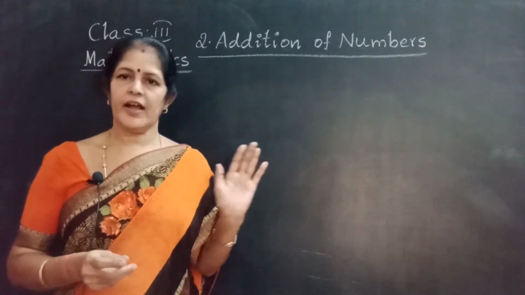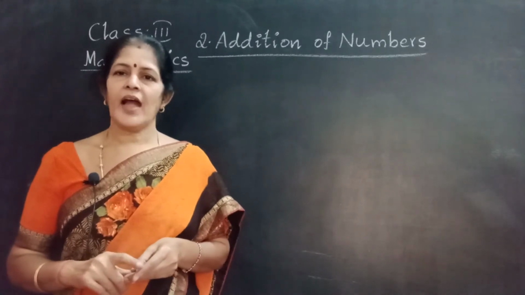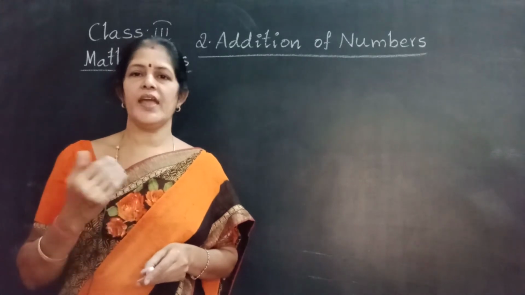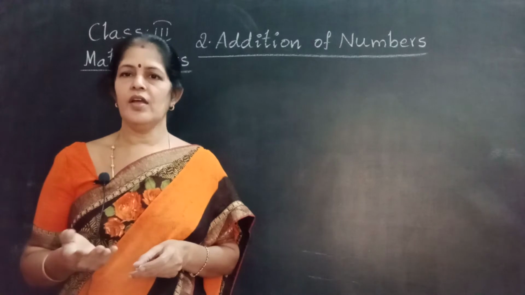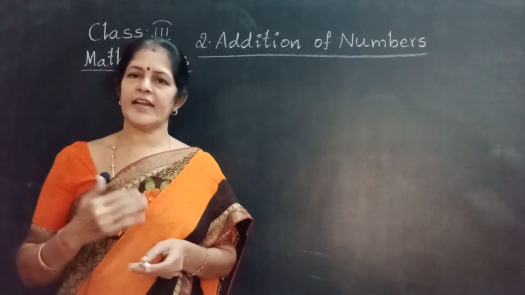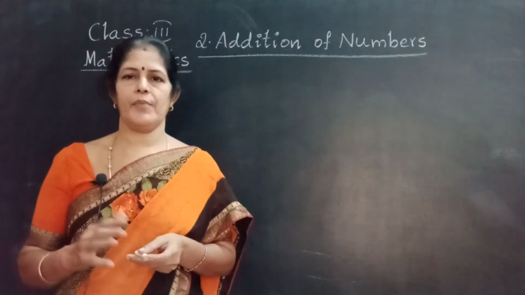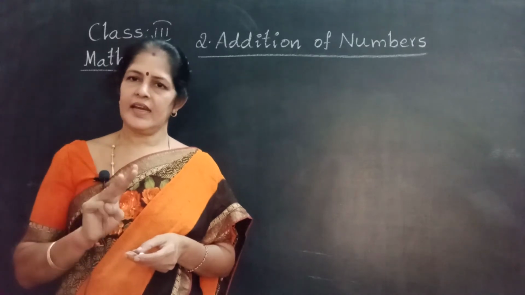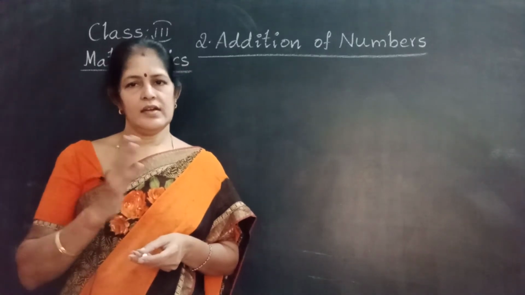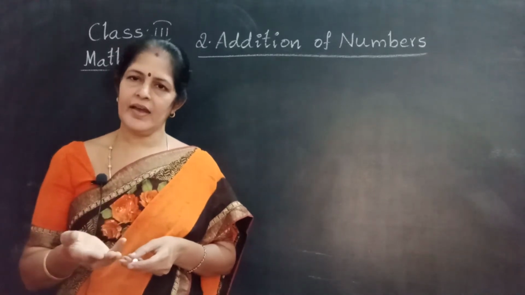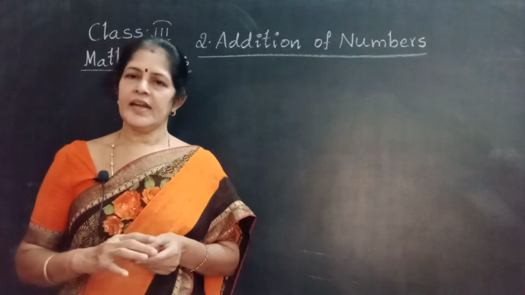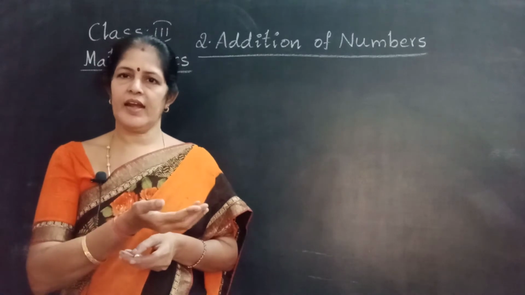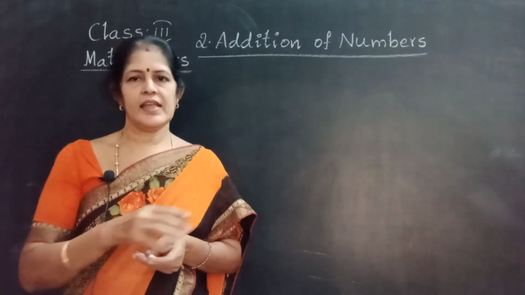Once again, we are going to continue the same chapter. Addition facts, rules of addition. If we add 0 to a number or a number to 0, the total does not change. We get the number itself, the same number. That applies to a 1-digit, 2-digit, 3-digit or 4-digit number plus 0 or 0 plus number. The answer is the same number. Next one, if we add 1 to a number, we get the next number of the given number.